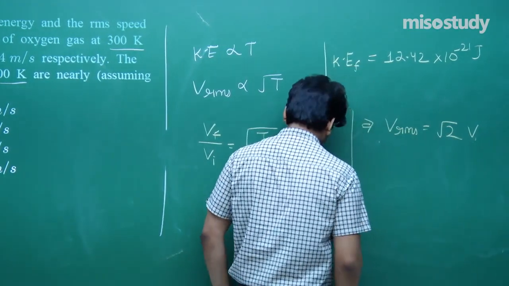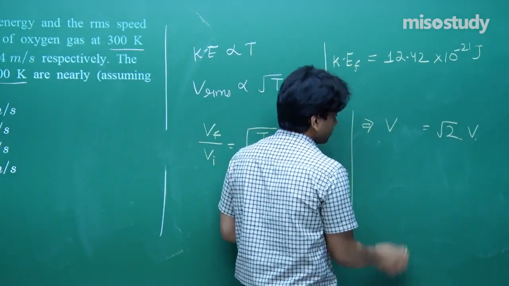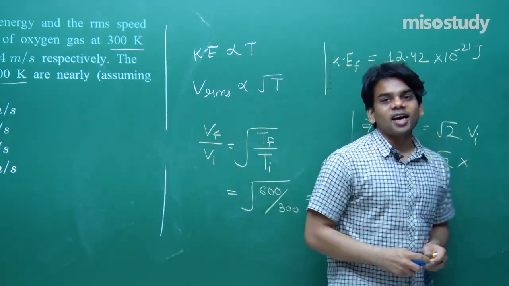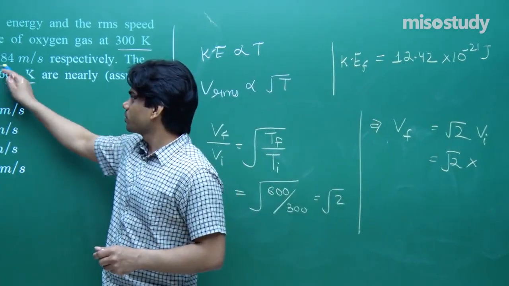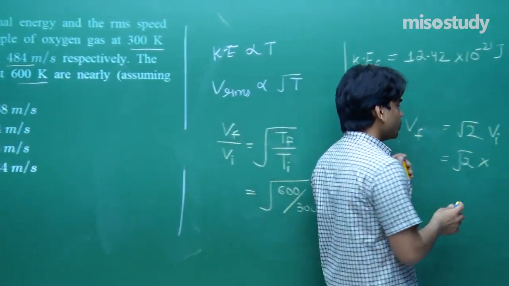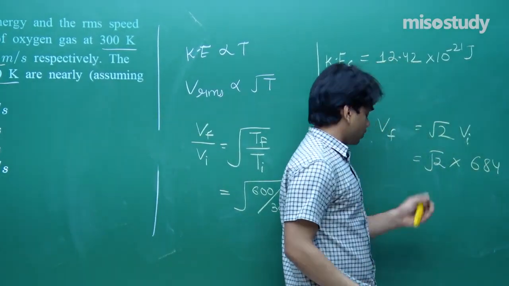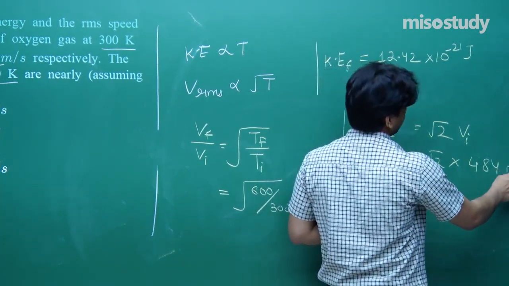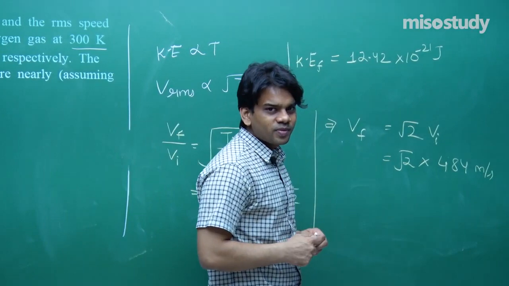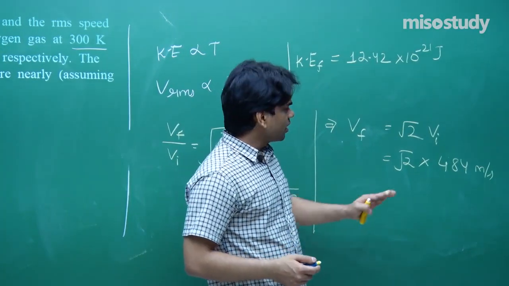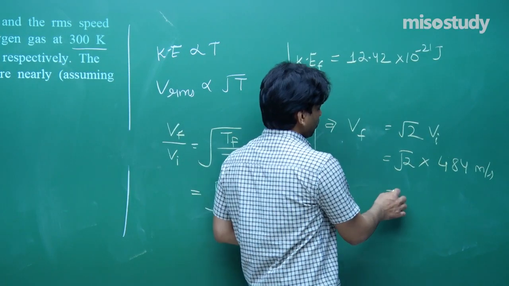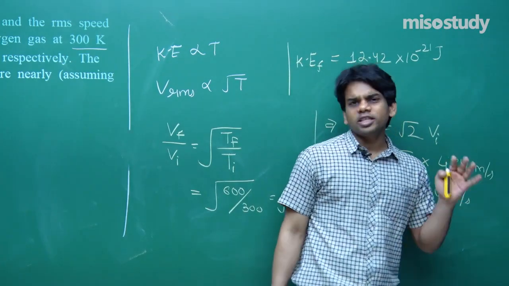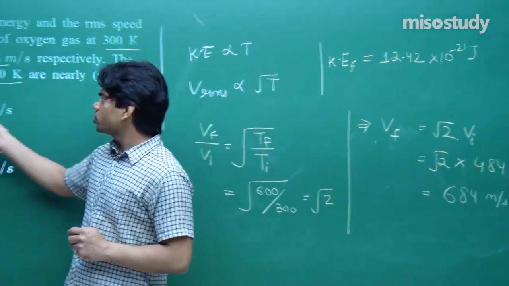Let me just write this as VF is equal to root 2 times VI. Multiply this with the initial RMS speed, that is given as 484 meter per second. Root 2 is 1.414. So if you do the calculation, you will get around 684 meter per second. You can check the calculation, or see the options. Here it is given just twice of nearly 484.